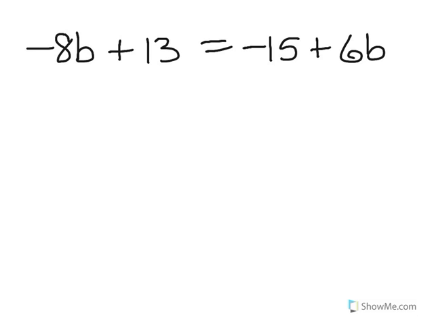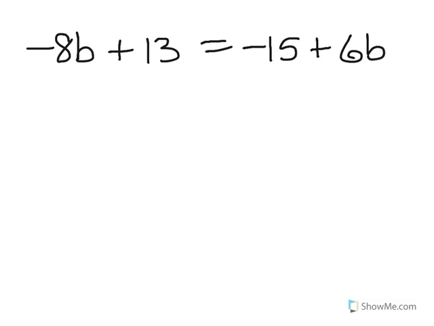We're going to play this game 2 more times. In this problem, we need to figure out which side has more B's. On the left side, I have negative 8 B's, and on the right side, I have 6 B's. And I'm pretty sure that 6 is bigger than negative 8. So, I want to put all the B's this time on the right side.